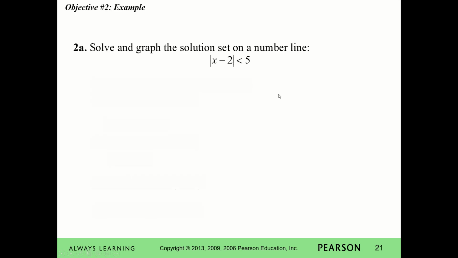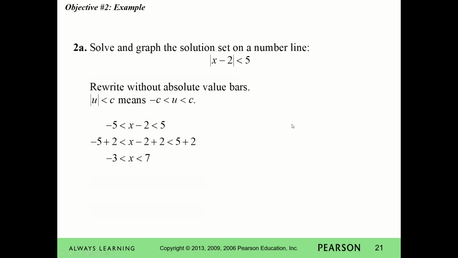Let's try another one. In this case, we have the absolute value of x minus 2 is less than 5. In order to solve this, we're going to get rid of our absolute value, and we're going to put a negative 5 on the left. So we get rid of the absolute value, put our negative 5 on the left. Then from there, we can add 2 to each portion.